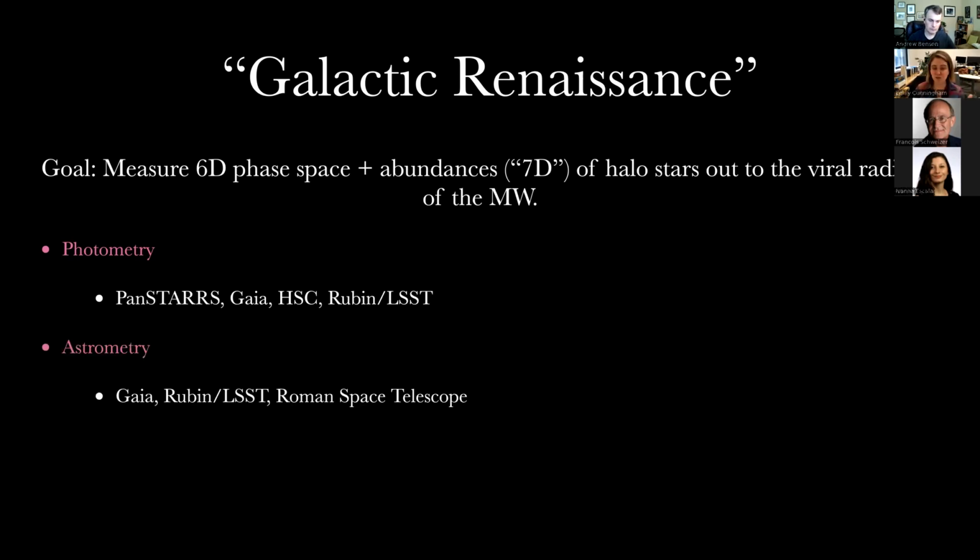We also need precision astrometry to achieve this goal, which we have, of course, achieved in great measure with Gaia. We'll continue to achieve with Rubin LSST and the Roman Space Telescope. And we need spectroscopy. So a number of Gaia follow-up spectroscopic missions, Gaia itself, as well as upcoming spectroscopic surveys are really complementing the exquisite astrometric data set that Gaia has given us.